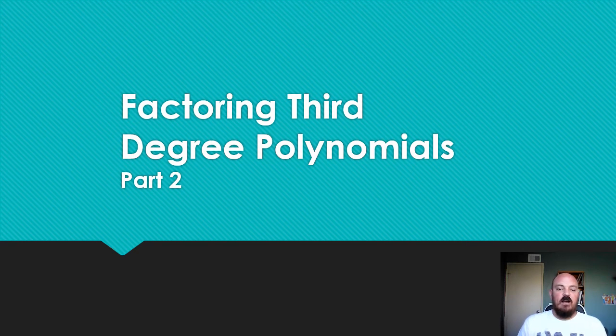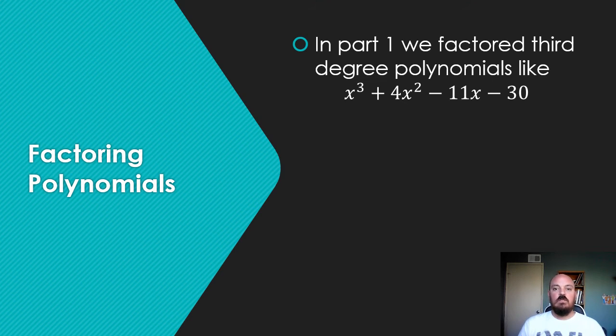Hi everyone. This is our second part on factoring third degree polynomials. So in part one, I had you guys factor things that look like this. This is what we call a third degree polynomial, which means the highest power of x that you see in that problem is x to the third power, or x cubed. So I might ask you to factor something like this: x cubed plus 4x squared minus 11x minus 30.